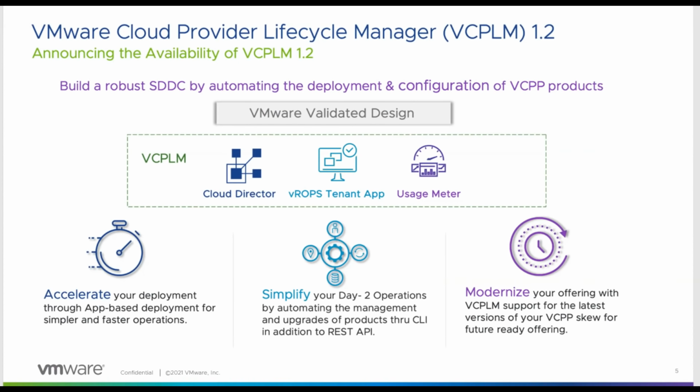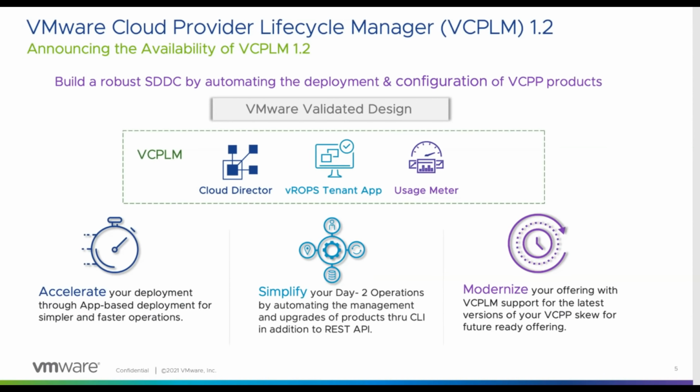And the REST API remains the same. The REST API converses with all the products in a similar way, so that there is seamless communication and a seamless experience between products when they use it, be it Usage Meter, vCloud Director, or Tenant App. And we've also introduced a CLI in addition to the REST API, which was there in 1.1.